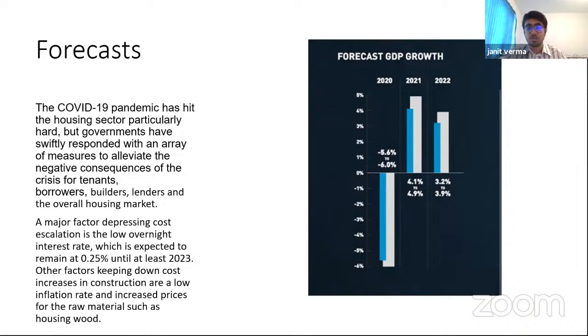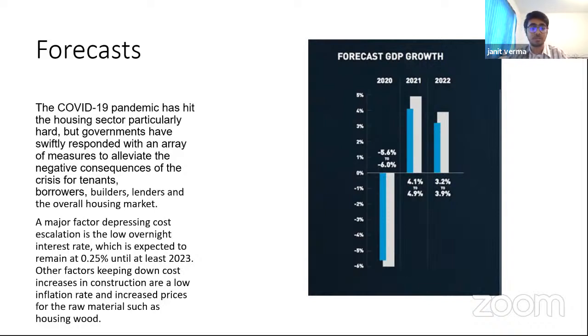We have got the forecast then. So we see that the GDP in 2020 dropped drastically, but then due to some of the aid programs, government, and immigration coming in, GDP grew drastically again in 2021 and is forecasted to decrease a bit, but the market in 2022 is going to be stable by the later half. The COVID-19 pandemic has hit the housing sector particularly hard, but the government has swiftly responded with an array of measures to alleviate the negative consequences for tenants, borrowers, builders, lenders, and the overall housing market.